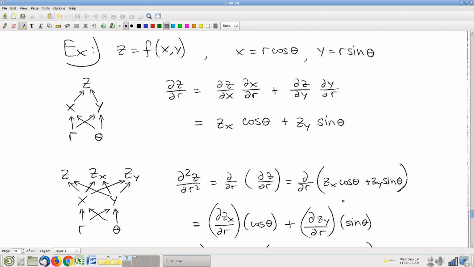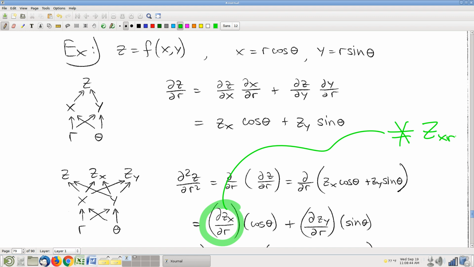Okay, now question. What is the partial of zx with respect to r? Here's what a lot of students do wrong. A lot of students will write, and let me emphasize this is incorrect, how about zxr? Seems like a reasonable thing to write down, right? That doesn't even make any sense. That says that we're viewing z as a function of apparently all of these variables all at the same time. That's not a thing. You can't do that, right?